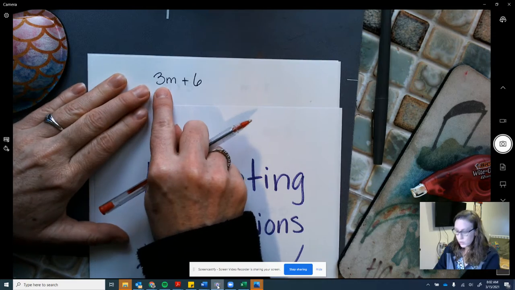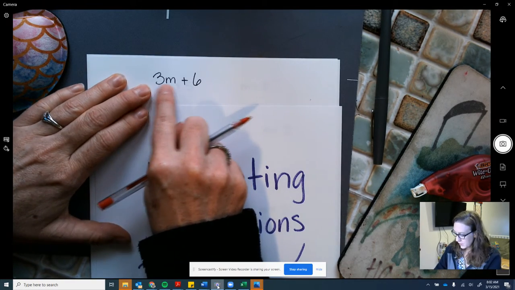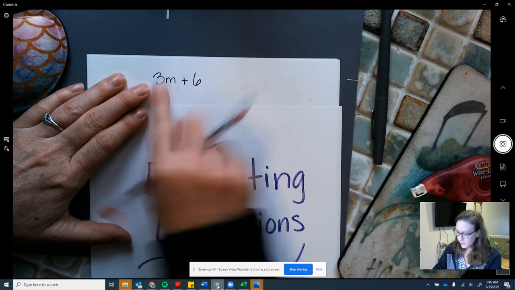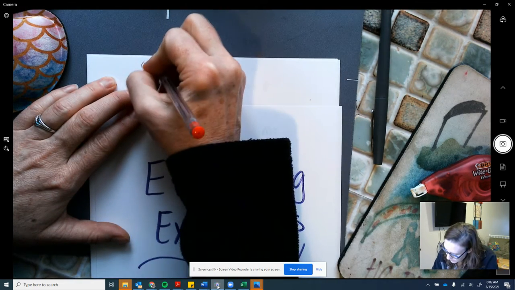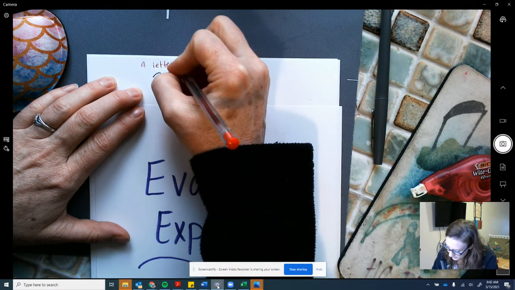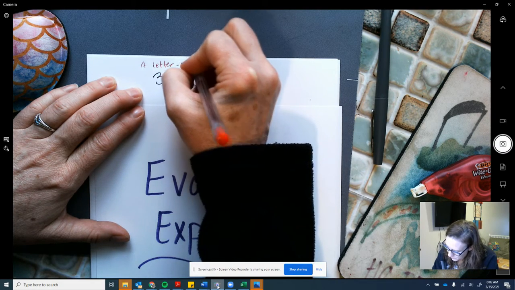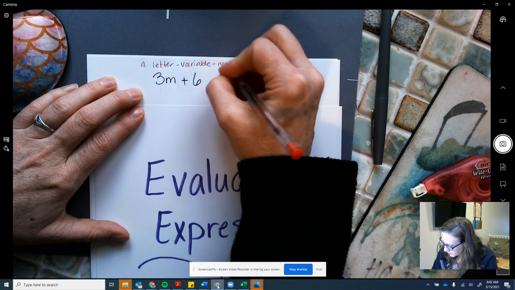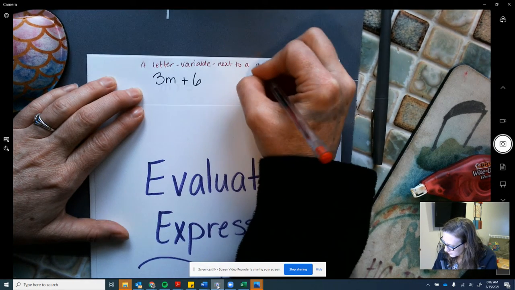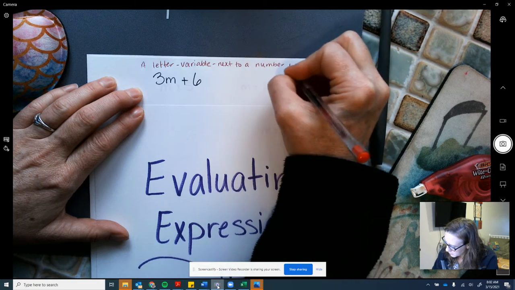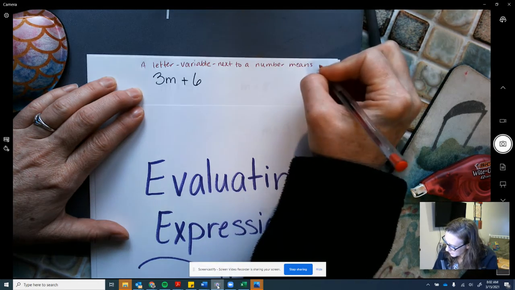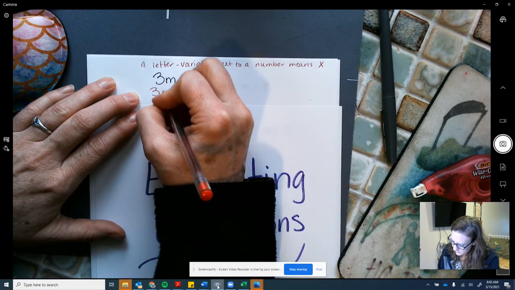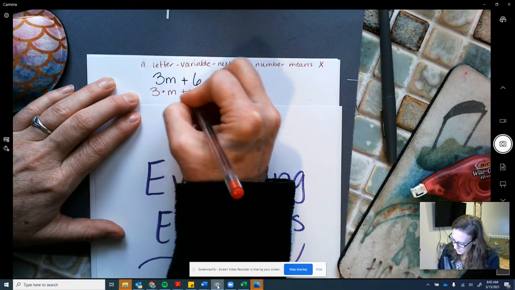I want to point out really quick again that when a letter is next to a number, it means multiply. So when a letter, or variable, it's really a variable, but we use a letter to represent that, next to a number means multiply. So this really means 3 times m plus 6.